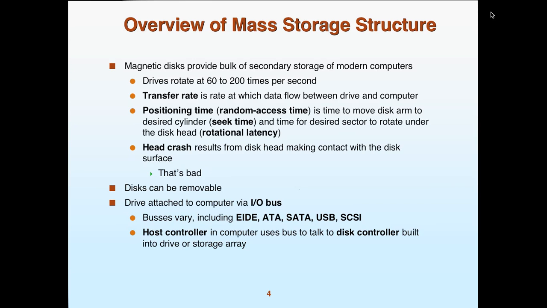So the transfer rate is the rate after we go to the disk, we find the information on the disk, and we bring it back, and it's an operating system calculation. We could have position time or random access time, which is the time to move the disk arm to the desired cylinder, the seek time. Sometimes you'll see seek time in terms of a spec that's on a hard drive. And the time for desired sectors to rotate underneath the head. So we have rotational latency, or latency in general, that we have to consider.